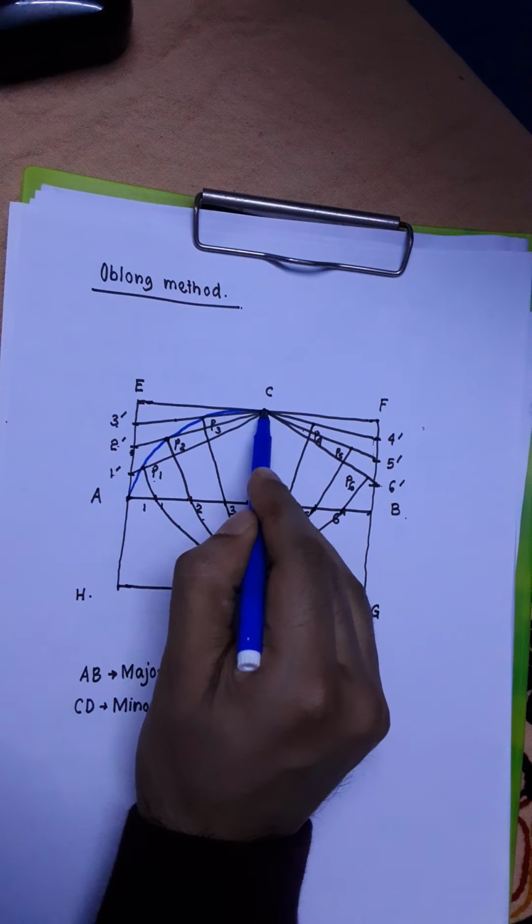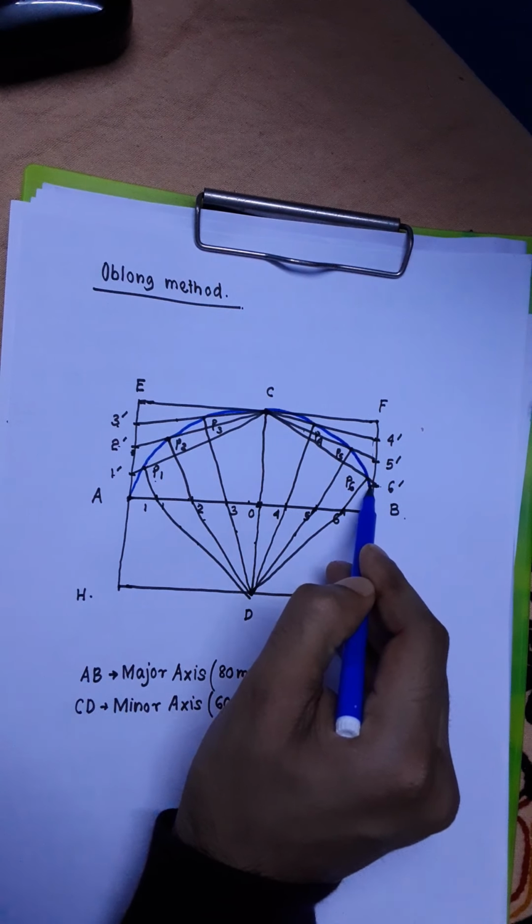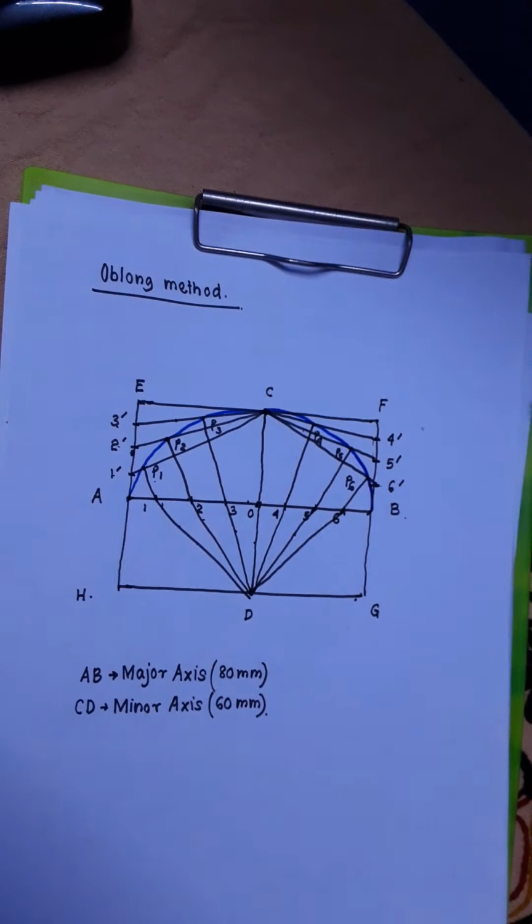So these 5 points you can join to get another 1/4 of the ellipse. I am doing the joining with the help of freehand. In the actual exercise, this should be done with the help of a French curve. So another 1/4 of the ellipse we have got.